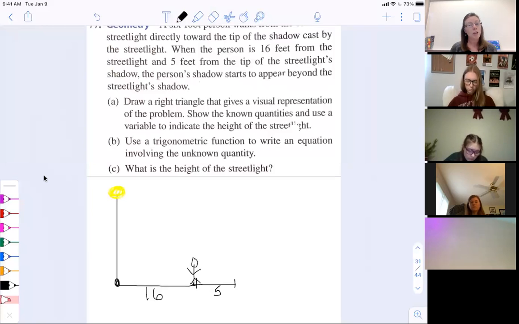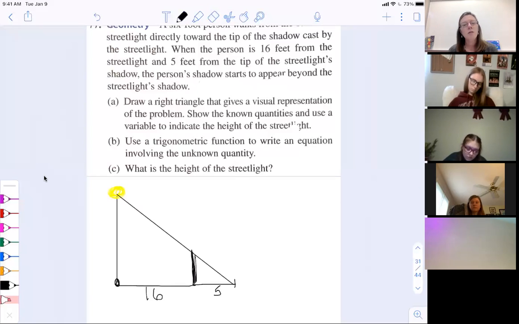We want to draw a right triangle that gives a visual representation of the problem. So we don't have a triangle quite yet, but if I go to the tip of the shadow and form a right triangle, now I can see that I do have a right triangle drawn. I'm going to take out my little person guy and also make that a straight line. So this is our little person here.